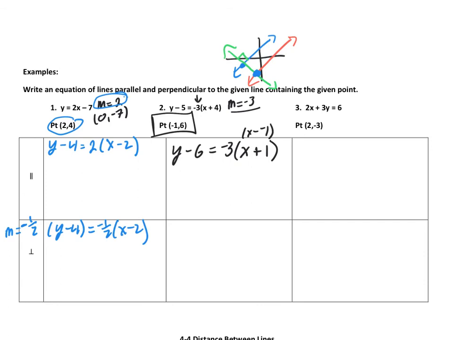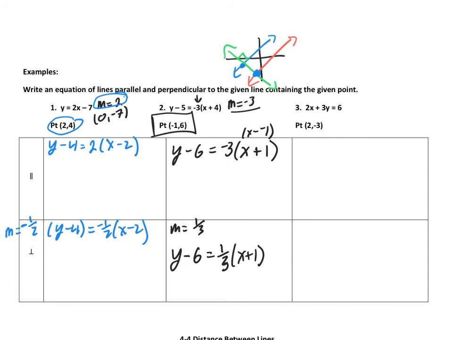So let's do perpendicular. What needs to change? Here, my slope needs to be an opposite reciprocal. So it should be positive, and it should be 1/3. Everything else stays the same. We're still going through the same point, so y minus 6 equals now a positive 1/3 for my slope, times x plus 1. So again, same point, different slope.